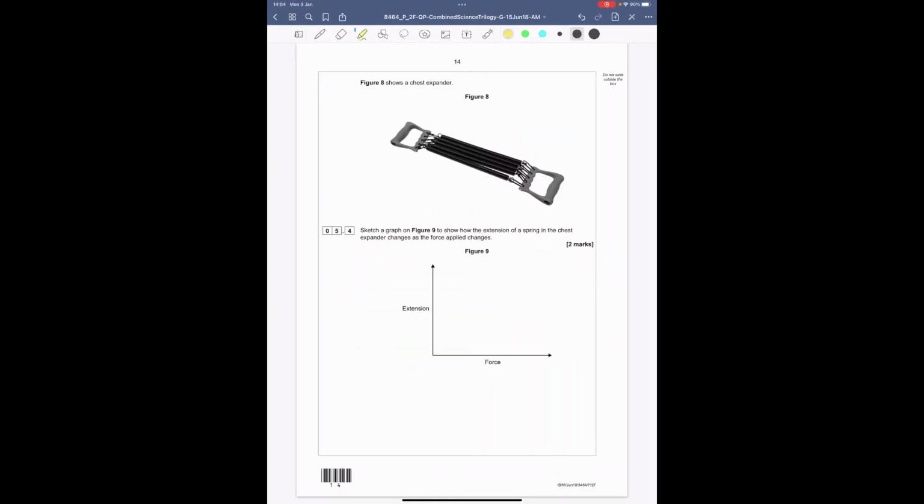So next part then, figure 8 shows a chest expander. Sketch a graph on figure 9 to show how the extension of a spring in the chest expander changes as the force applied changes. So what's going to happen to the extension of it as the force goes up? Now they haven't actually given us too much information about this, so we can only use common sense logic, which is starting from the origin, which is 0, if your force goes up, your extension is going to go up. So we can describe this as a linear relationship.